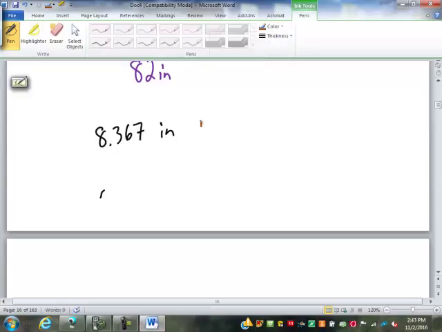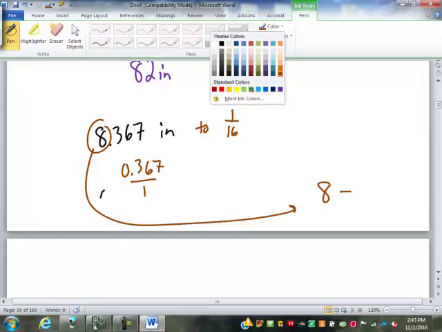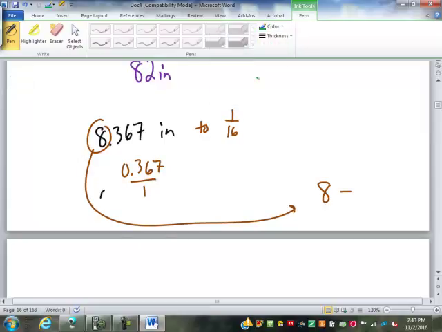So let's say that we are going to go to the nearest 16th. We talked about this a little bit before. Going to the nearest 16th of an inch, the whole inches isn't going to change. We've got 8 whole inches. It's that fraction, the decimal, 0.367, that we're going to work with. We're going to put it over 1. What are we going to multiply by? Do you remember?